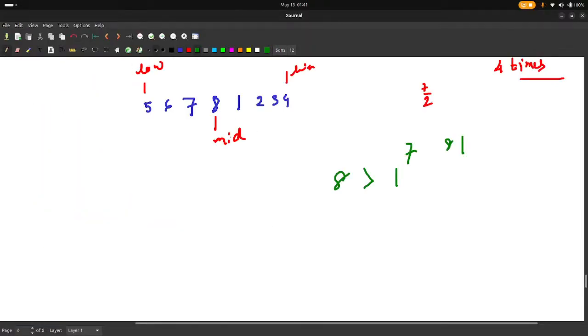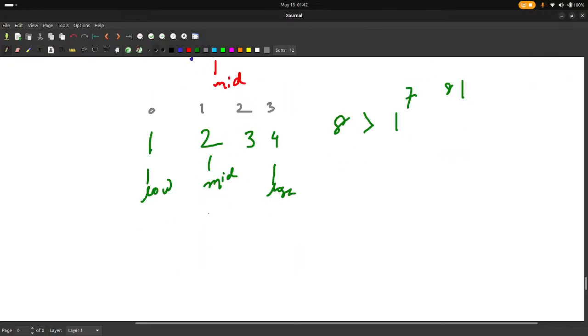So the low should be mid plus 1, so it is 1 2 3 and 4, and this is low, high and mid. For the indices 0 1 2 3, this is my mid, you can see by just looking at this. Okay, makes sense. Now can I say 2 1 3? It really doesn't go through. Okay, makes sense.